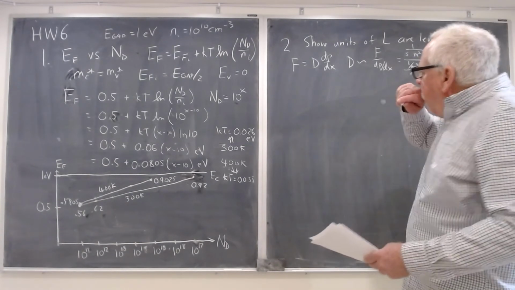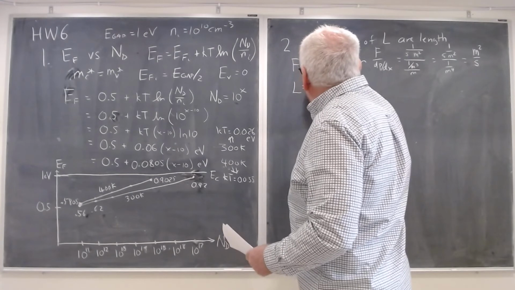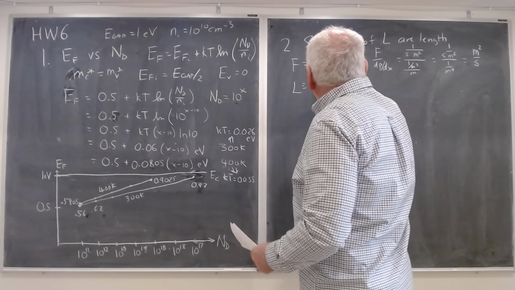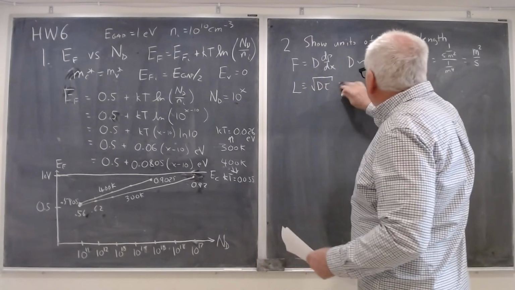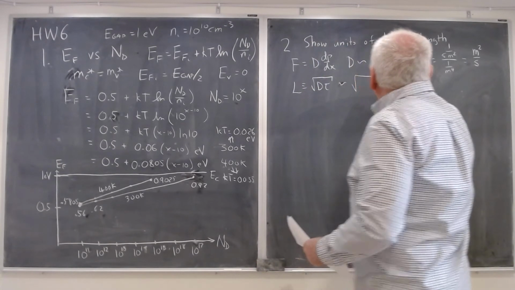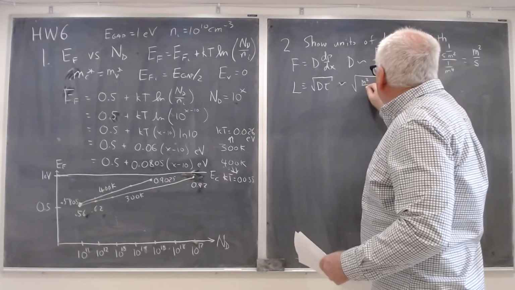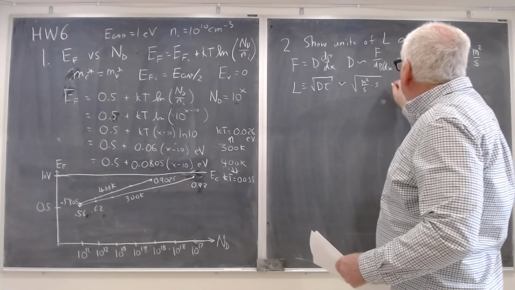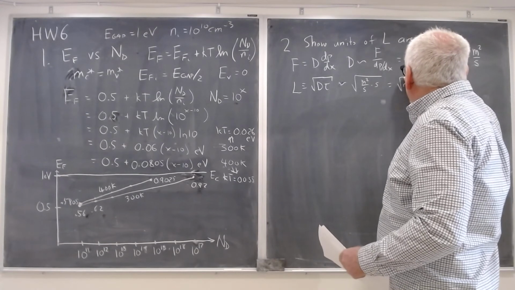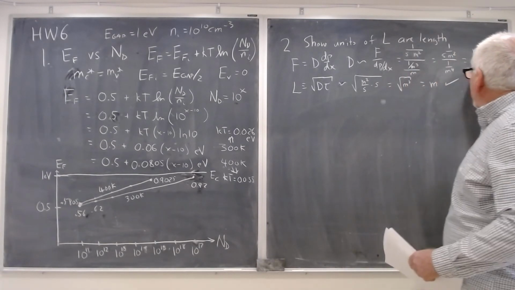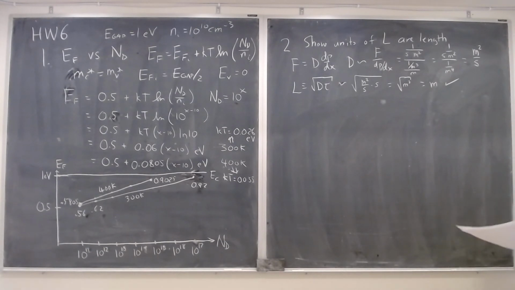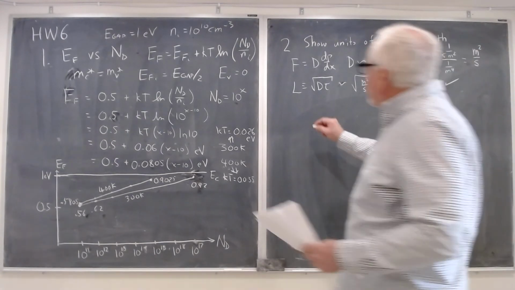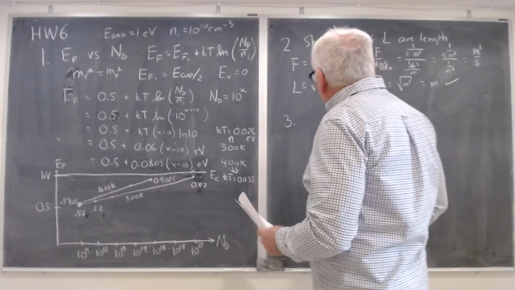All right. Now, L was defined as the square root of D tau. So that goes as the square root of D, which is meter squared per second, times second, or the square root of meter squared, or meter. And so we proved it. So hopefully that little exercise improved your grasp on what L and D and all these things are when we write them down. All right, and then 3, along the same lines.